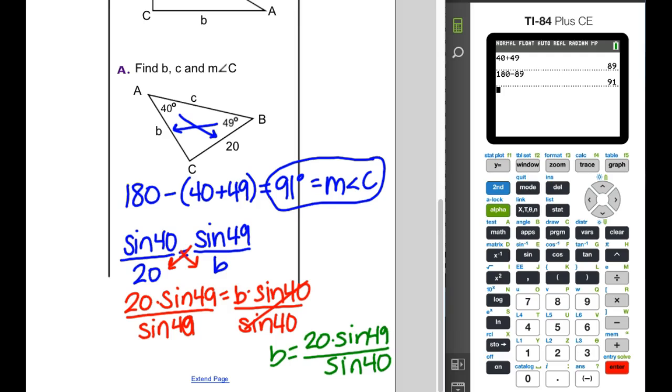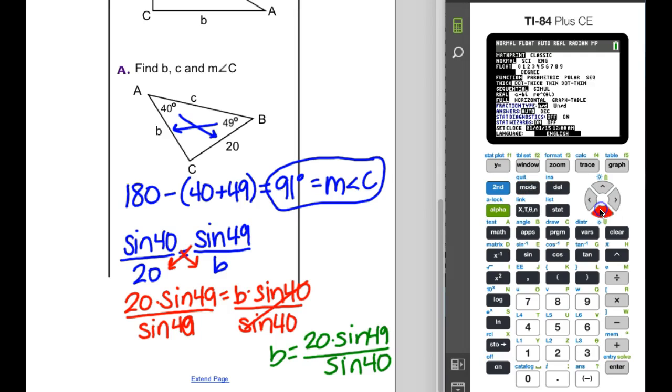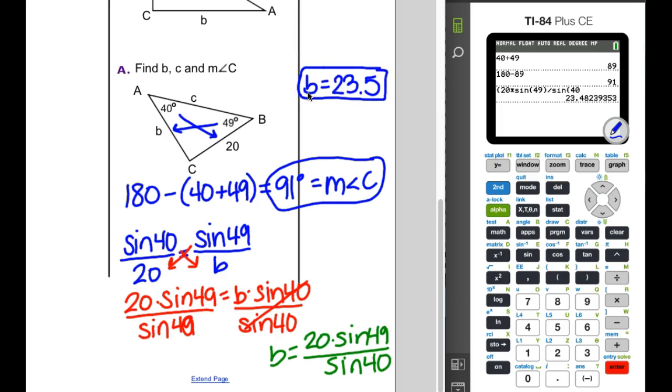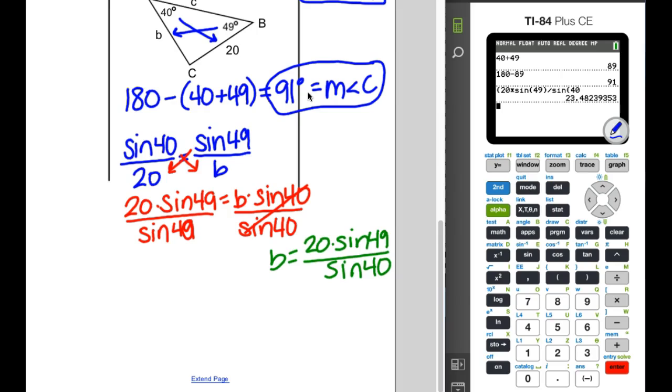So now we go over to the calculator. We check to make sure that our mode is in degrees, because otherwise we will get completely wrong answers. Quit out of that, and we put this in the calculator. The numerator, 20 times the sine of 49 divided by the sine of 40. And we'll round to the nearest tenth. That tells us that B is equal to 23.5 approximately.